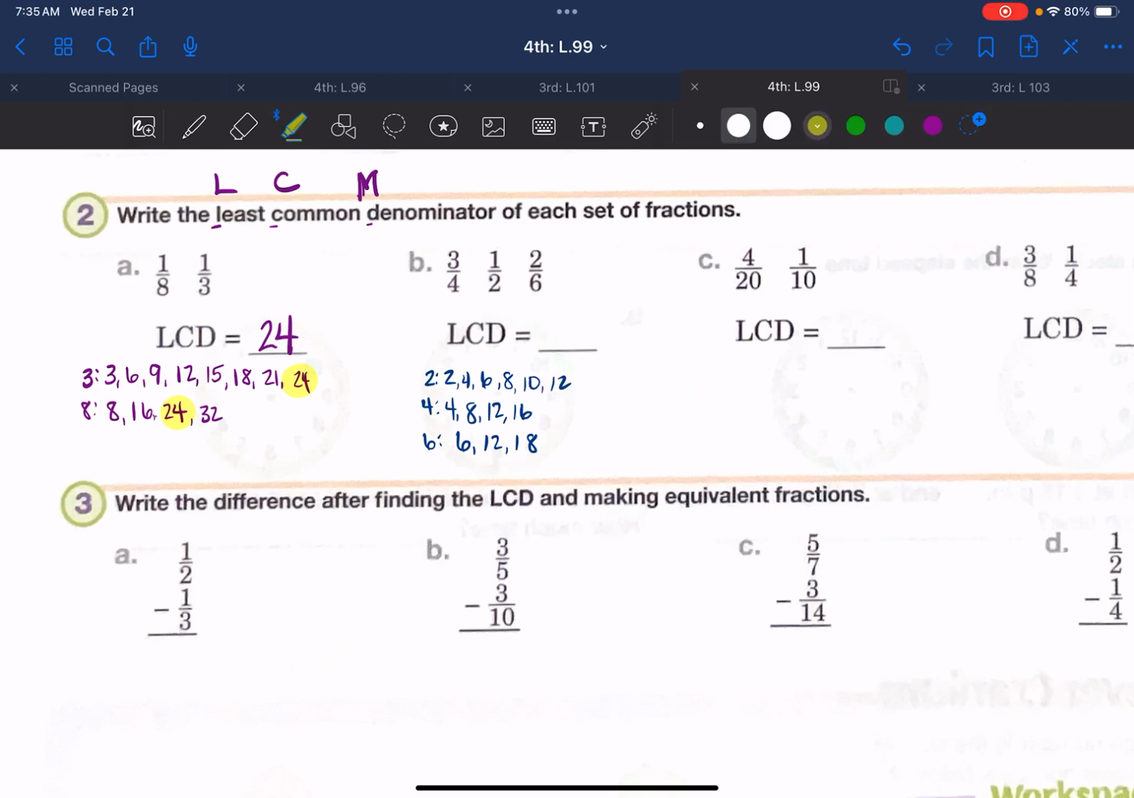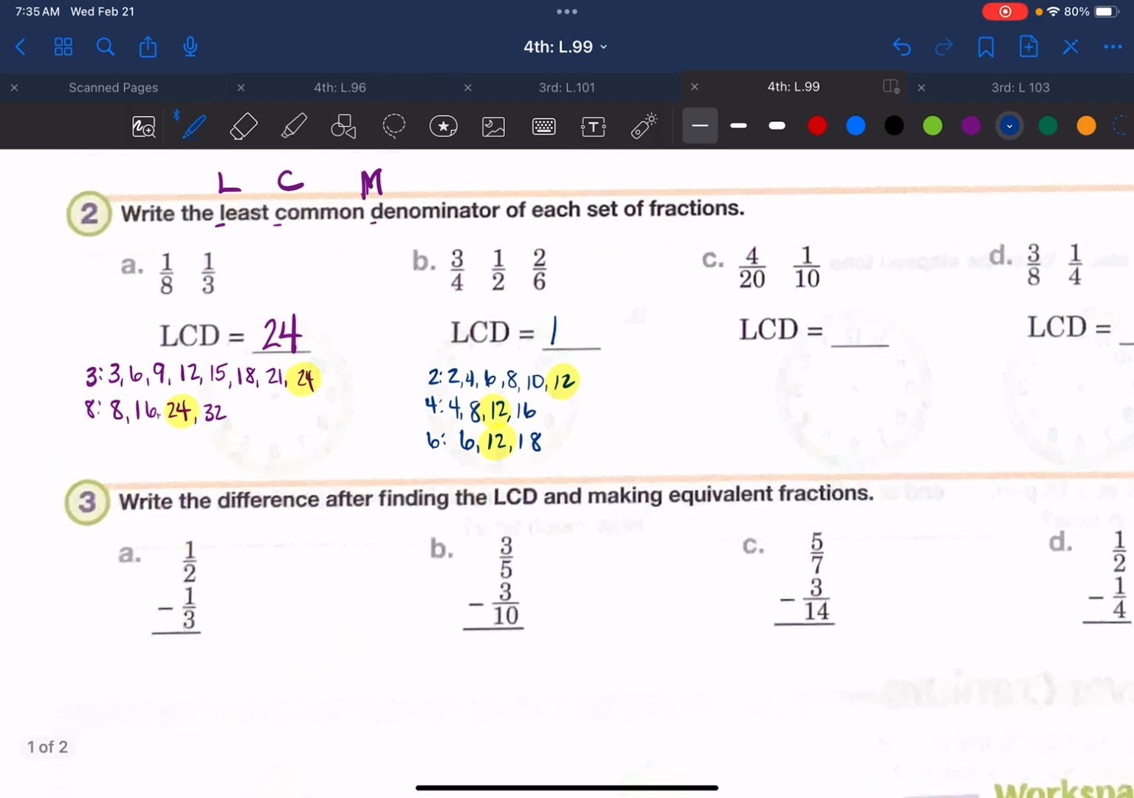Okay, so if I look at my biggest number first, 6s are in the 2 and the 6, but not in 4. 12, though, is my first number. So that's the smallest one. That's the least. My smallest number that is the same. So therefore, my least common denominator for all 3 of those is 12.